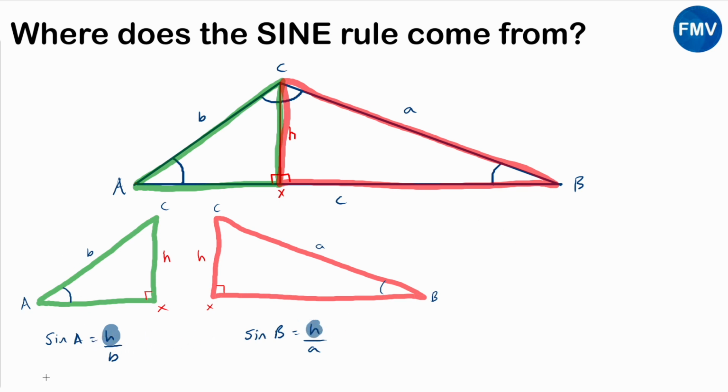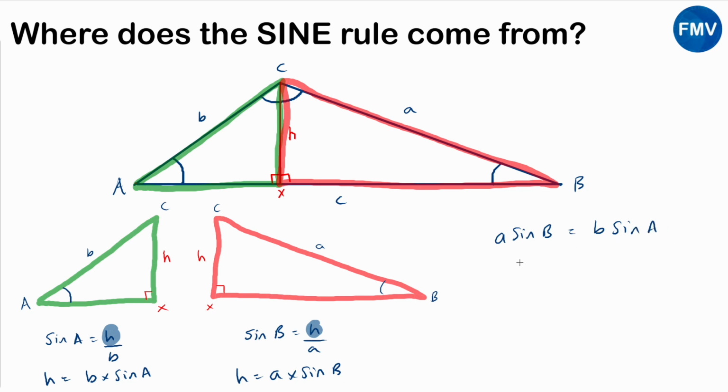So I'll do that here. Now I have H is equal to b multiplied by sine A, and on this side, if I multiply both sides by a and then cancel there, I have H is equal to a multiplied by sine B. So if we look at this, H equals b times sine A, and H also equals a times sine B. So we can combine these. We have now got a sine B is equal to b sine A.